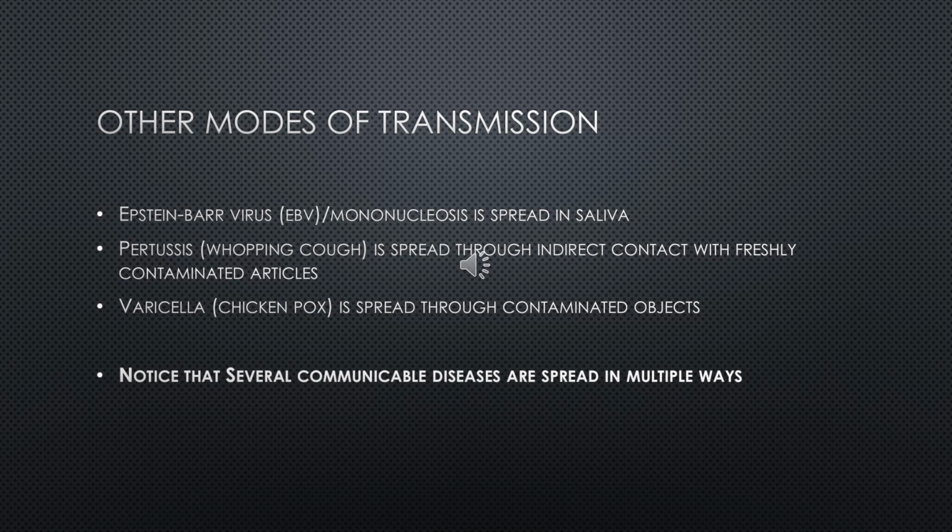And just to briefly add to the direct contact mode of transmission, mono can be spread in saliva. Pertussis or whooping cough can be spread through indirect contact with clothing and things like that. And then varicella can be on objects. You'll notice that several of these communicable diseases are spread in multiple ways, so you'll want to keep that in mind when you're picking your protective PPE when you're walking in the room and educating your families.